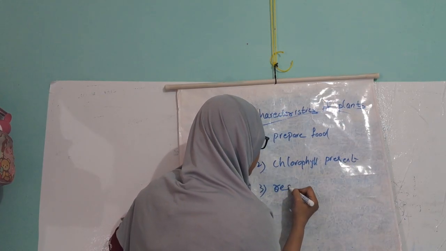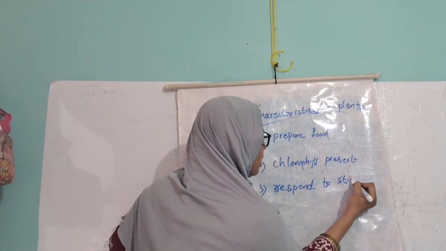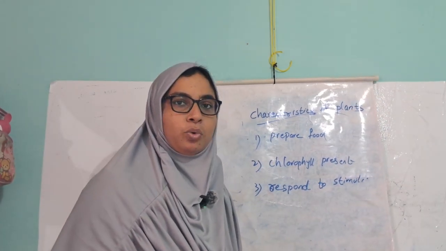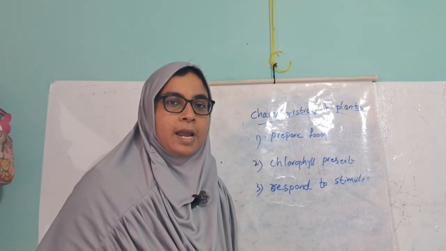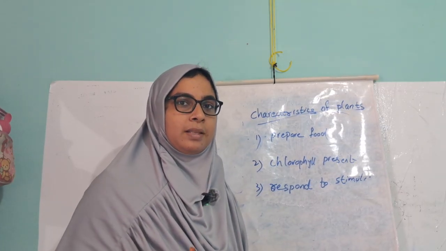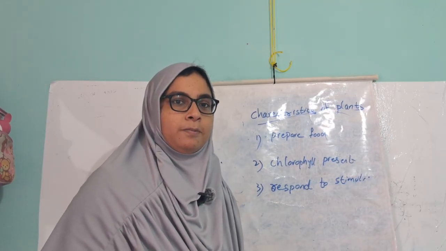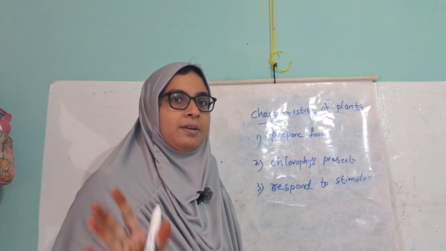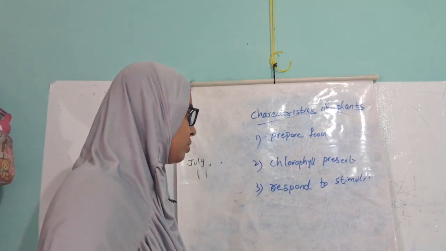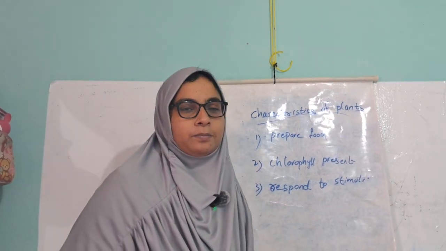respond to the stimuli. Plants do not move, but they respond to stimuli and touch. Example, the sunflower plant moves towards the sun. When you go to a sunflower farm or field, you see all the flowers turning towards the sun. So the sunflower plant is the best example of response to stimuli.